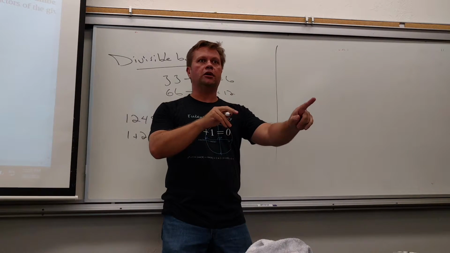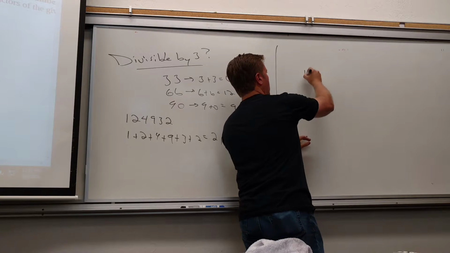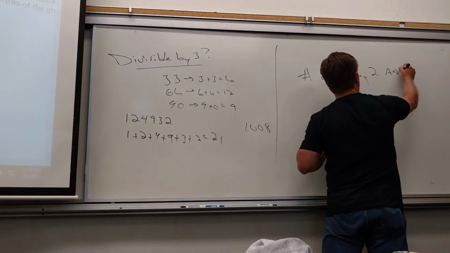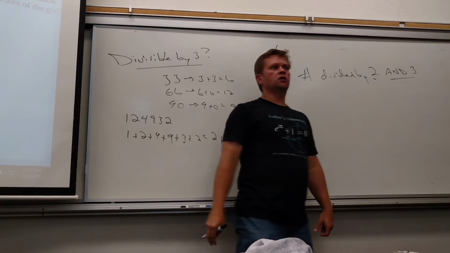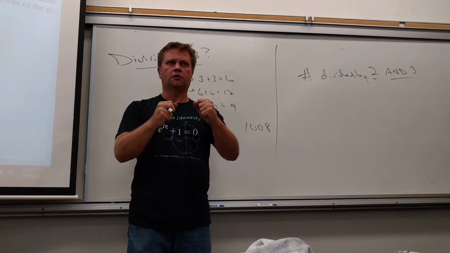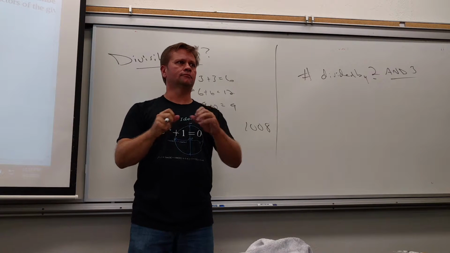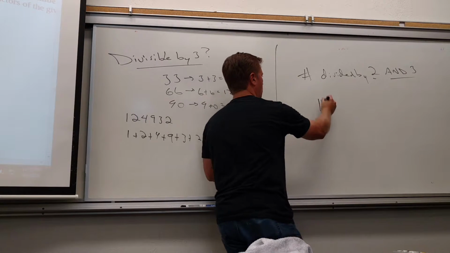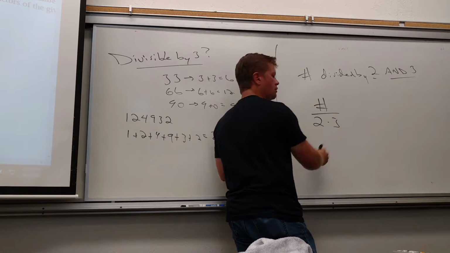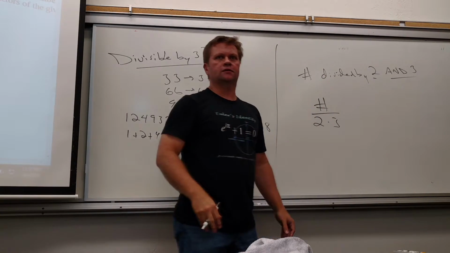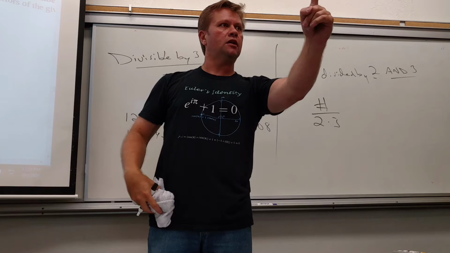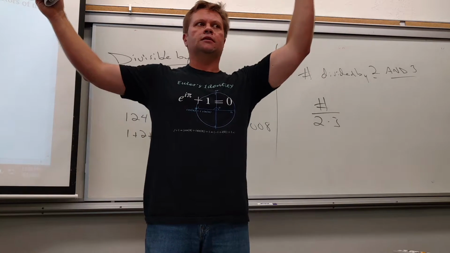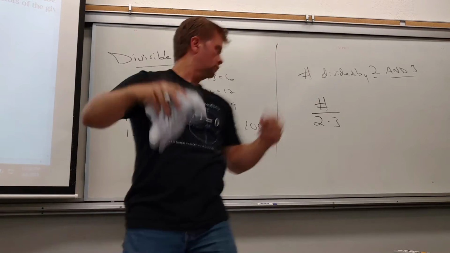I'm going to go a little beyond the book. If a number can be divided by 2 and 3, then you can divide the number by 6. If I can divide something by 2 and divide it by 3, I can divide it by 6. So an even number, where all the digits add up to a multiple of 3, I can divide that by 6. Everybody can.